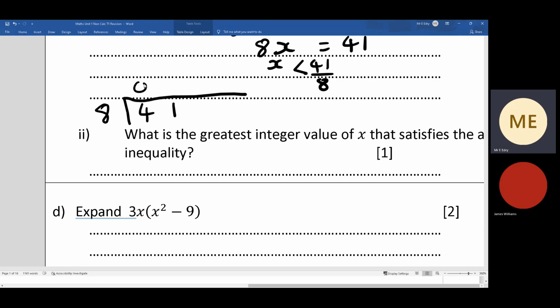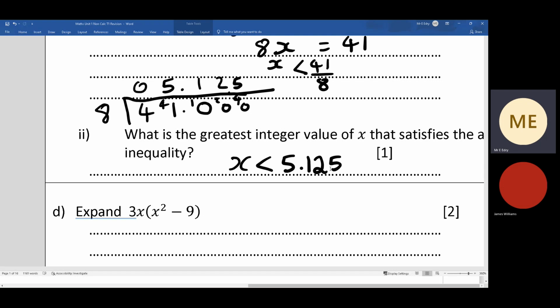8 into 4 goes none, remainder 4. 8 into 41 goes 5. So 41 goes 5 with remainder of 1. 8 into 10 goes 1, remainder 2. 8 into 20 goes 2, remainder 4, and 8 into 40 goes 5. So what we're saying is x is less than 5.125.